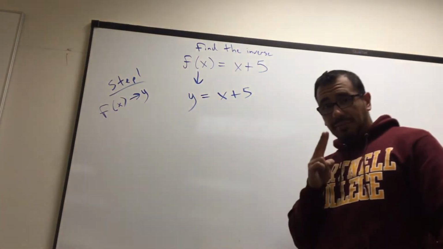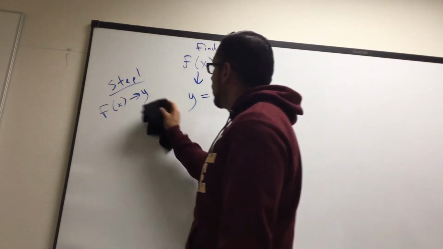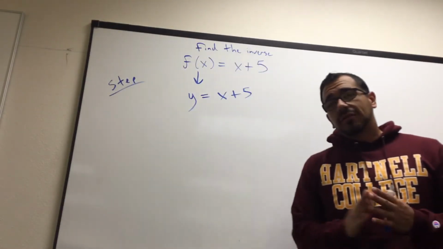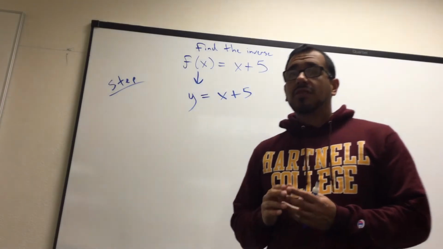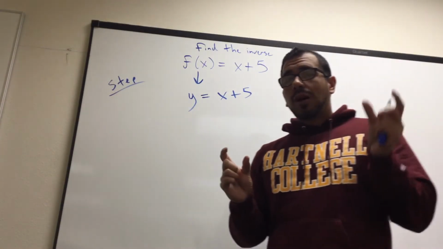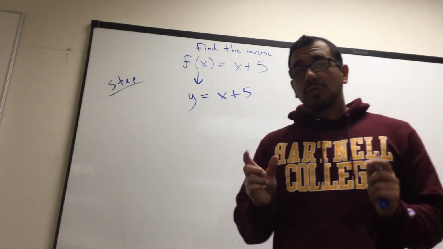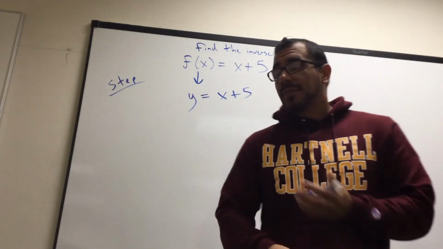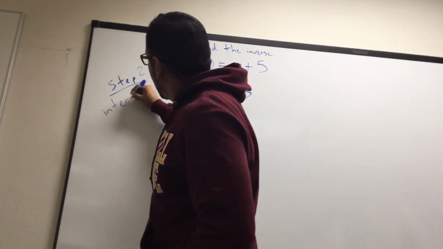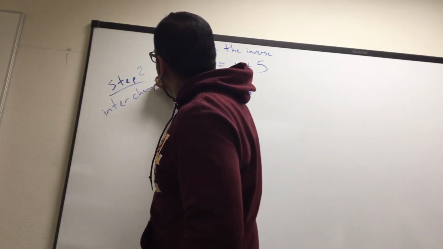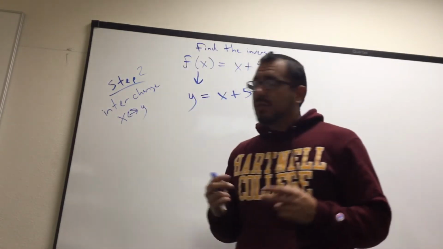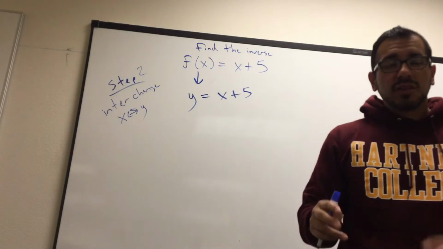Step two. If you watched the other video, which you should have, you saw that when we're finding the inverse function, the x and y values, those coordinates, change places. So step two, we interchange x and y. So x and y change places. Make sure you write that down.